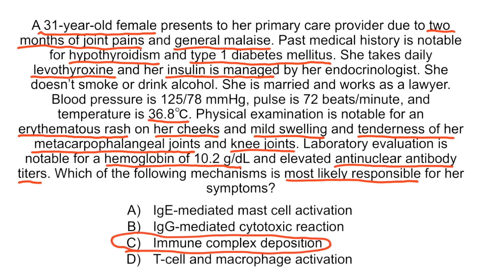Immune complex deposition. This female patient has a history of several autoimmune disorders, namely hypothyroidism and type 1 diabetes mellitus, and is now presenting with 2 months of joint pains and general malaise. Her physical examination reveals an erythematous rash on her cheeks and symmetric involvement of her metacarpophalangeal joints and knee joints. This clinical picture, in the context of elevated anti-nuclear antibody or ANA titers, should prompt suspicion of systemic lupus erythematosus as the underlying diagnosis.